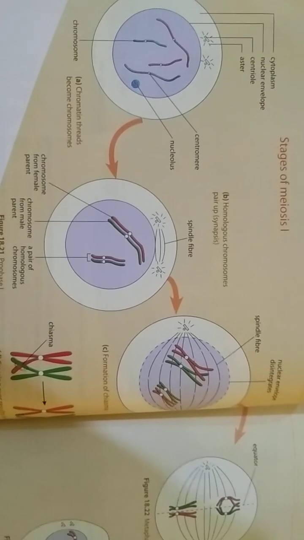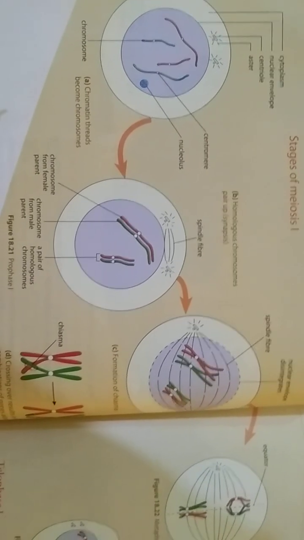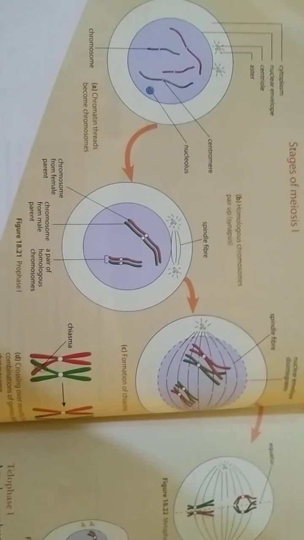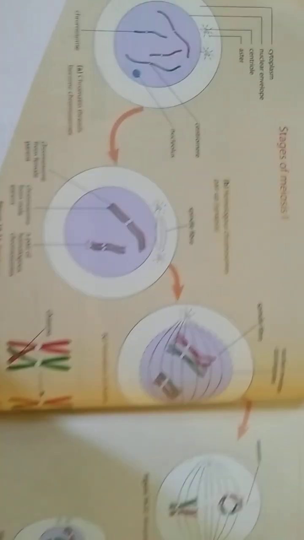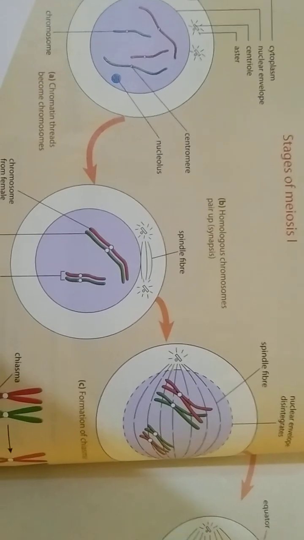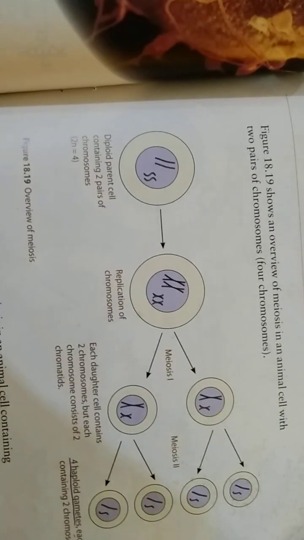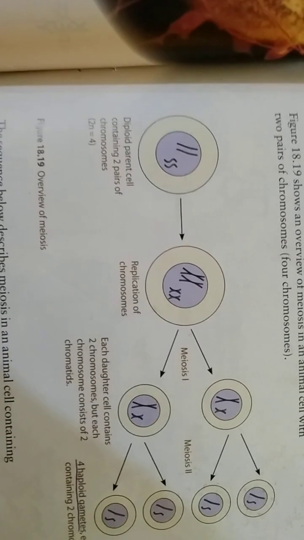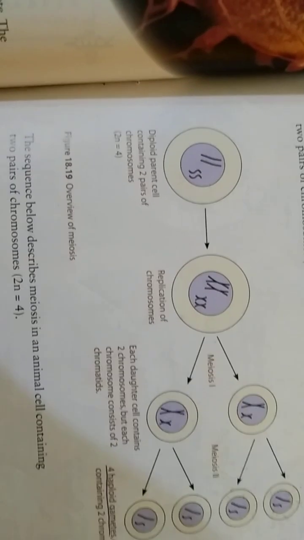Meiosis 1: prophase 1, metaphase 1, anaphase 1, telophase 1. And that's the schematic diagram. Try to understand the process of meiosis and look at the diagram to understand the whole process.